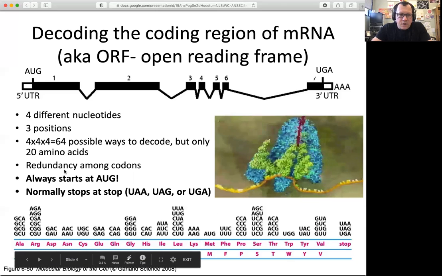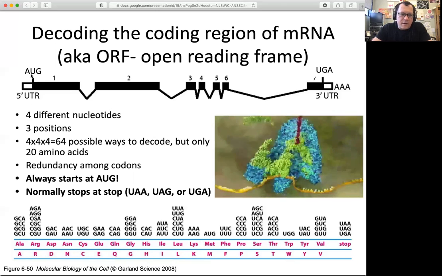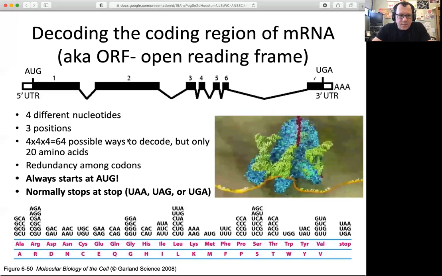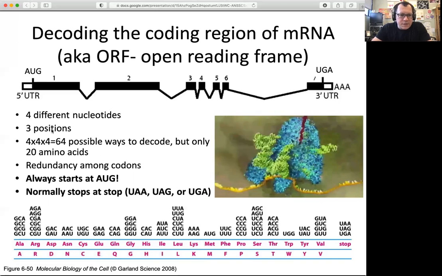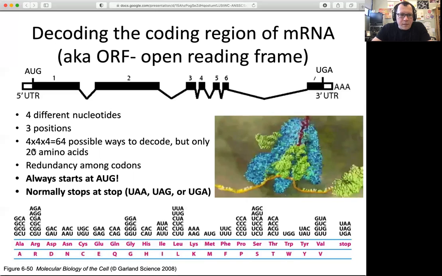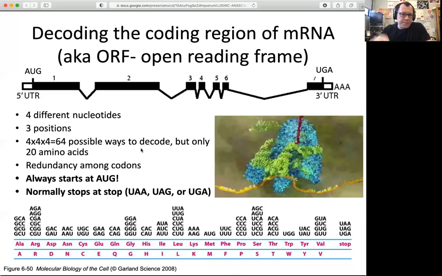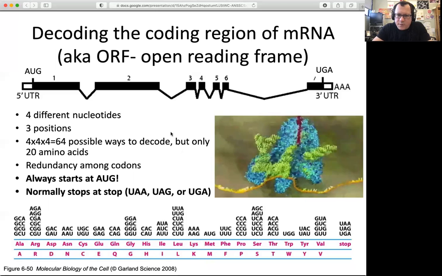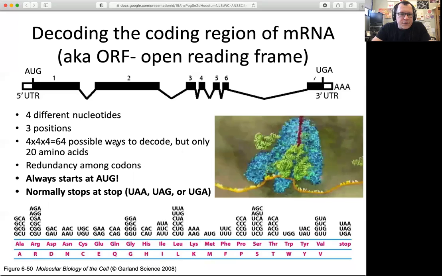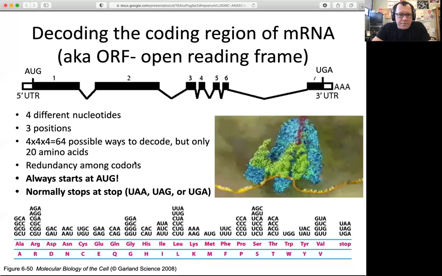But what's the actual decoding that happens, right? So we have four different nucleotides, A, T, C, or G. In RNA, it's not T, it's U, but same idea. We have three different positions, so three consecutive nucleotides. So if we have four possibilities at three different positions, we have, or did I say 64? 64 possible ways to decode the messenger RNA. There's only 20 amino acids that get encoded from messenger RNA. So there is some redundancy among the codons, okay?